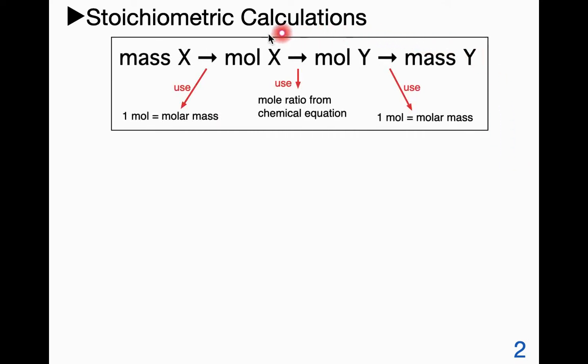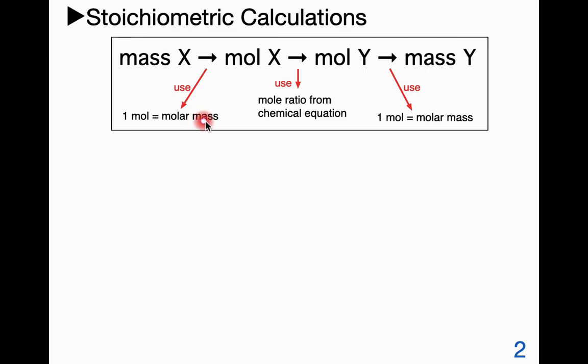Okay, now this is something that's best learned by example, so we're going to jump right in and do a number of example problems. For each of the problems, we're going to be using this little flow chart. So this is mass of X, with X representing any element or compound, being converted to moles of X. And of course, we know to convert from mass to moles or moles to mass, we use this relationship: 1 mole of any substance is equal to its molar mass.